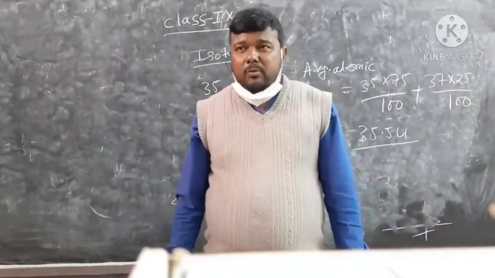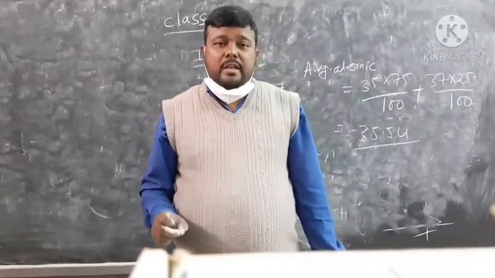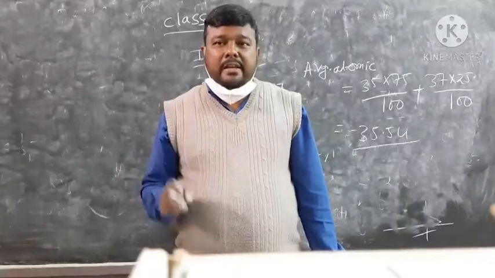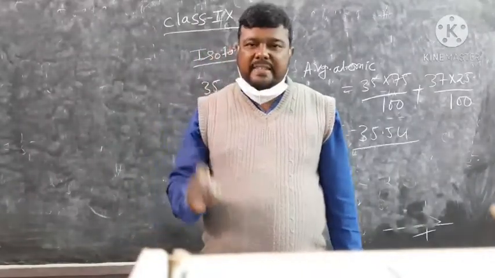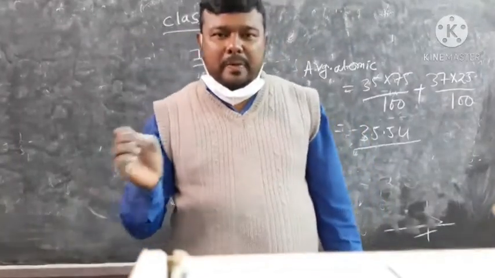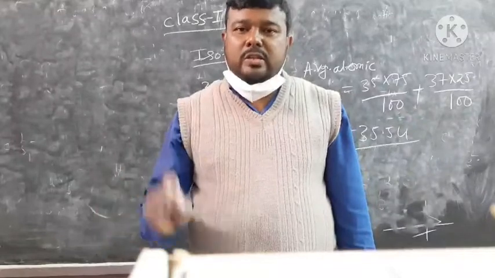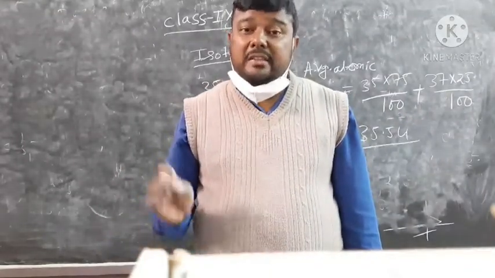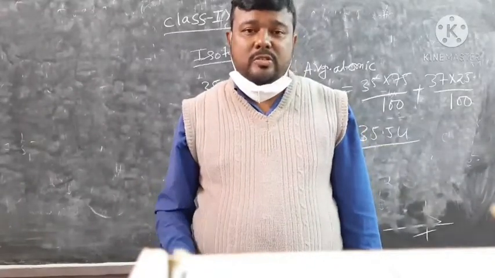Now let me explain one thing. There are some isotopes which have uses. Some radioactive isotopes are there, like uranium-235, which is used as a fuel in nuclear reactors. Cobalt-60 is used for the treatment of cancer. Iodine-131 is also used in the treatment of diseases like goiter, etc. So these are some of the uses of radioactive isotopes.